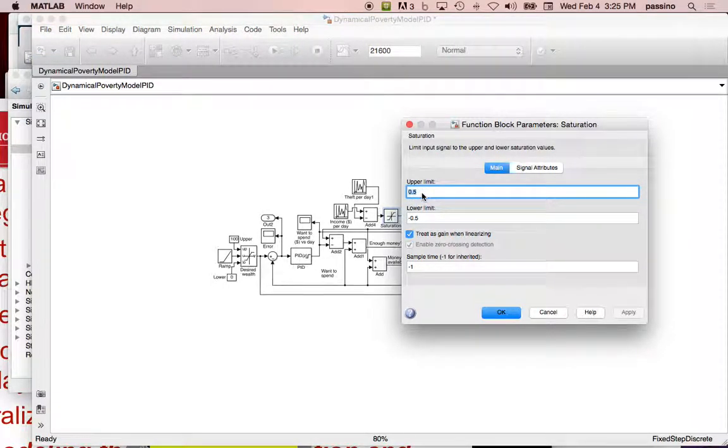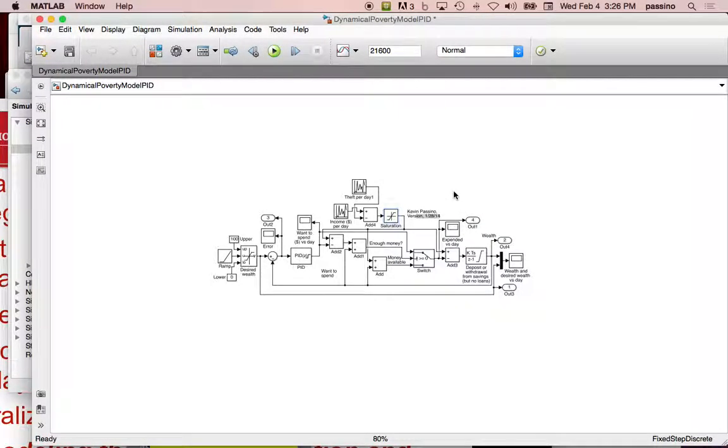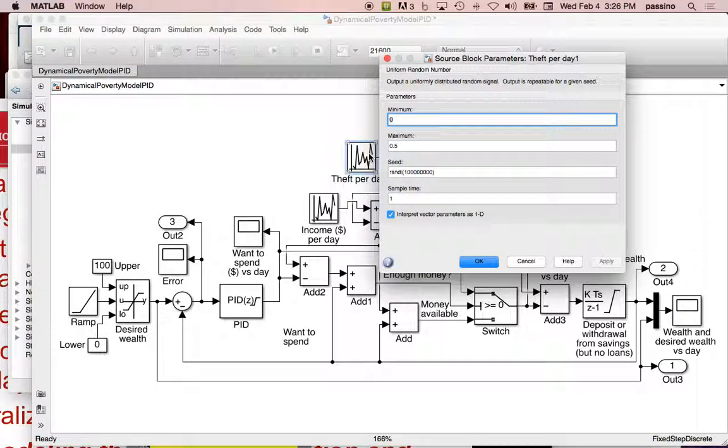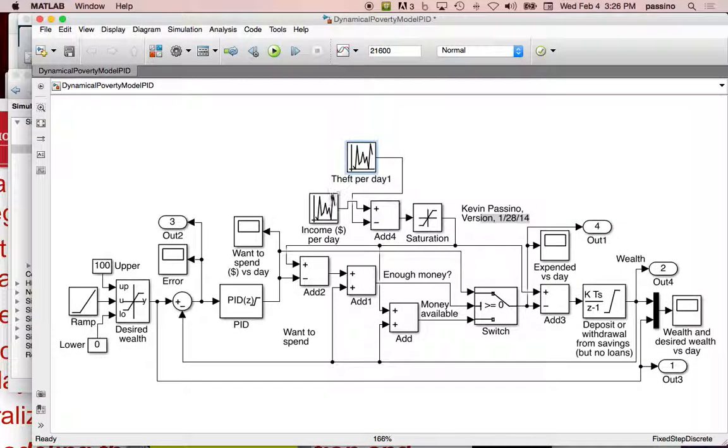Saturation, upper limit should be what? Inf, who cares? Lower limit, zero, right? Income could be zero. Okay, so now we have to realize what we're simulating. What the person is doing is they'll steal up to 50 cents a day if it's available, right? Everybody okay with that? And we can now simulate. I always like to think it through. Let me go back and check this block. Up to 50 cents a day, random between 0 and 50 cents. But if I don't have it, I can't steal it. Seems good to me. Everybody okay with it? Okay, so let's do it.